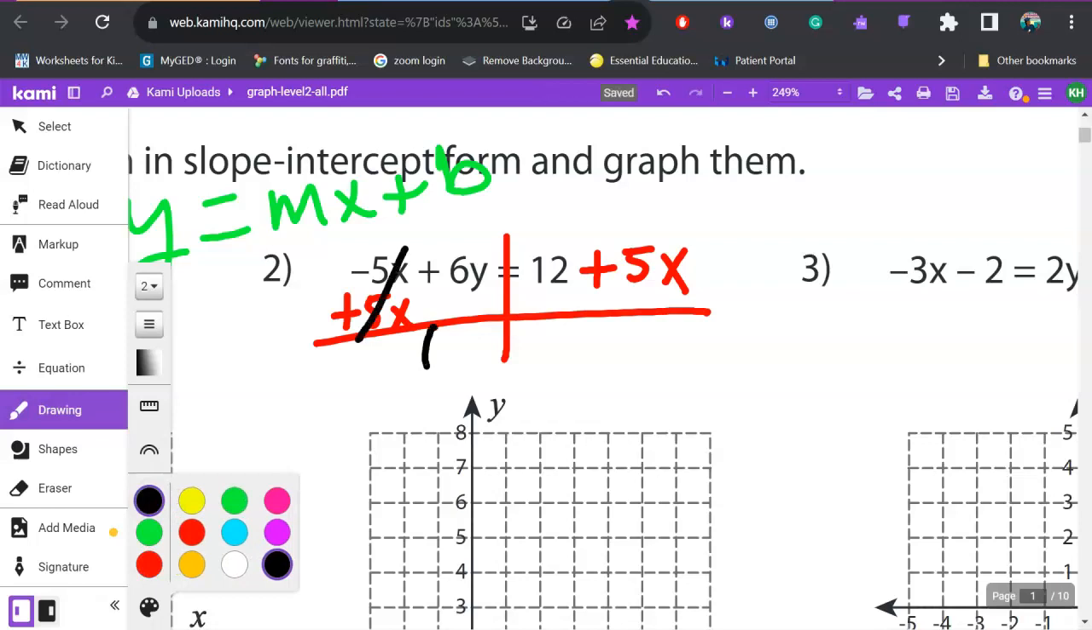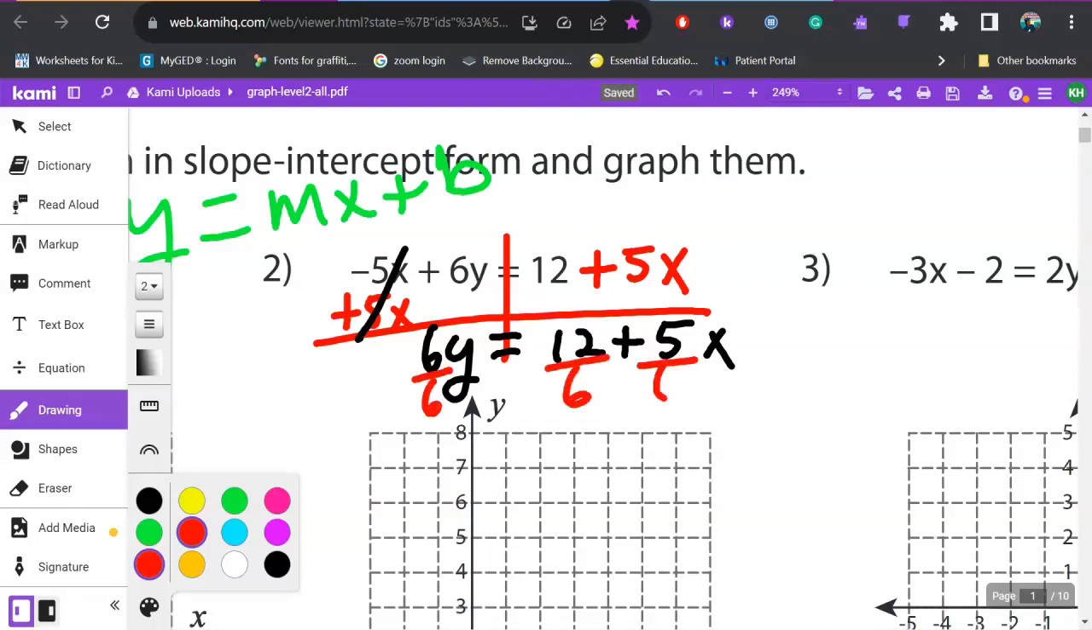That cancels out, giving you a positive 6y equals 12 plus 5x. Remember, now you need to get rid of the number that's with the y, the number that's right next to the y, which is the 6. I'm going to divide out the 6. If I divide out the 6 there, I need to divide it here, and I need to divide it here. Okay, what you do to one side of the street, you must do to the other. Now, 6 divided by 6 is 1, so that finally leaves me y by itself.